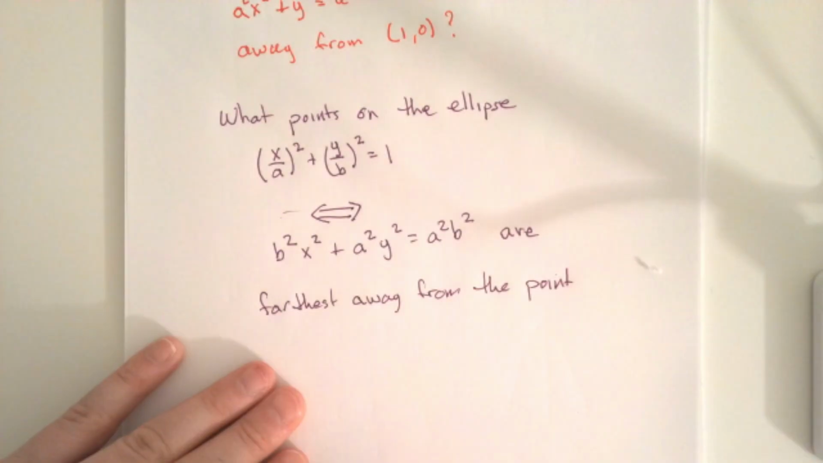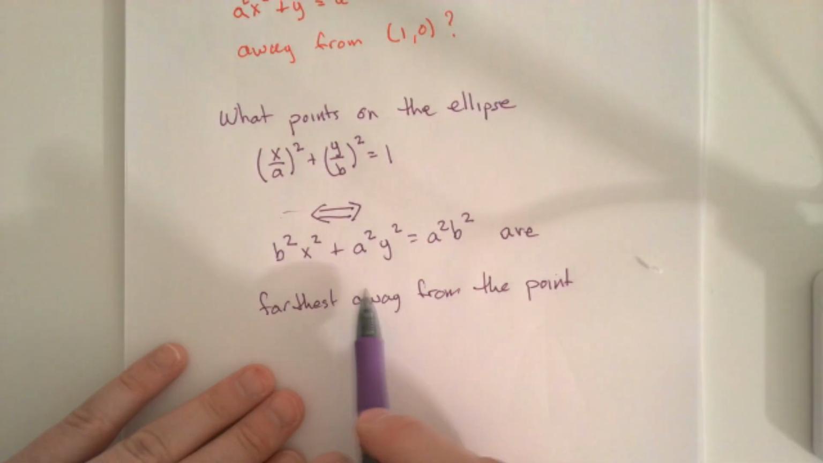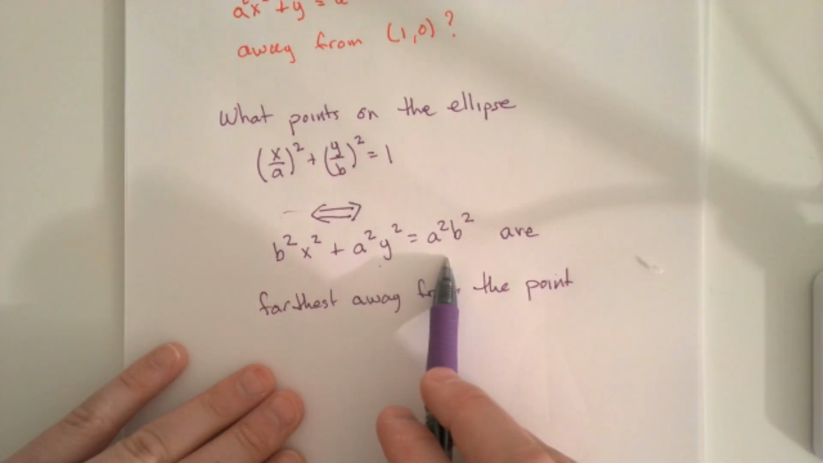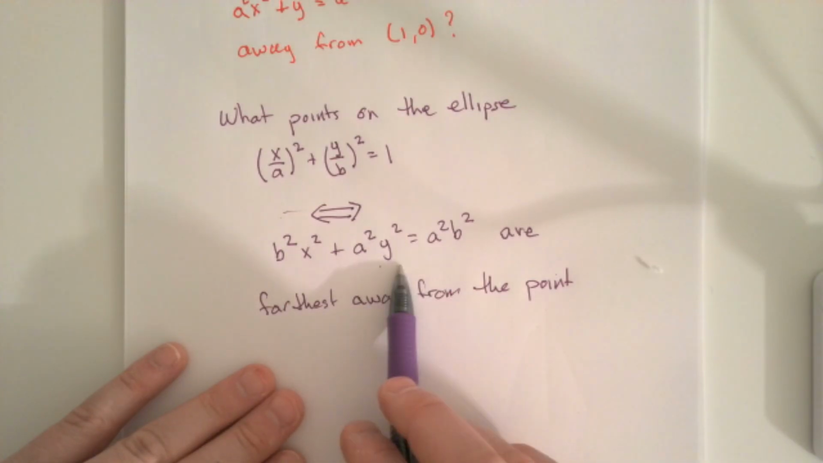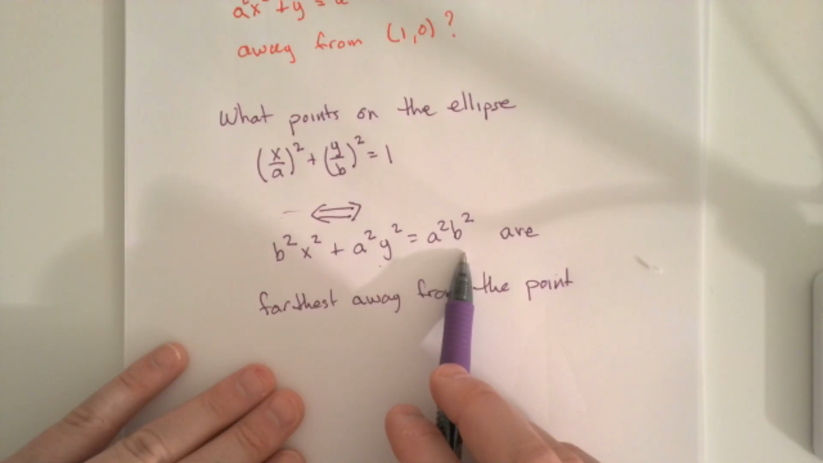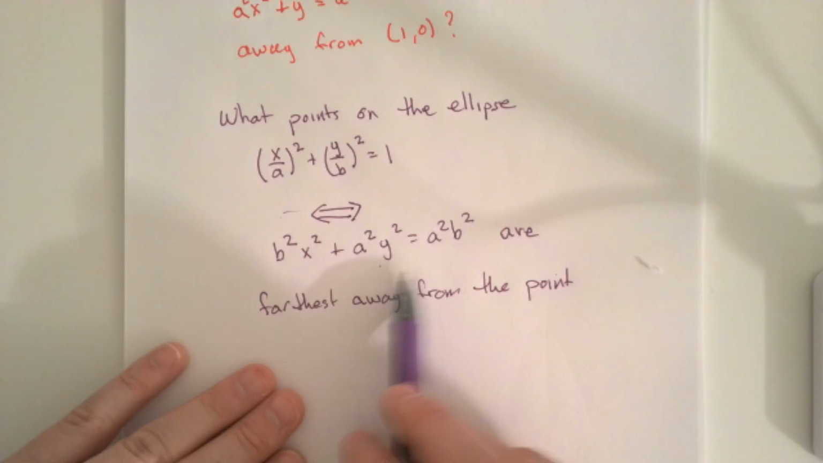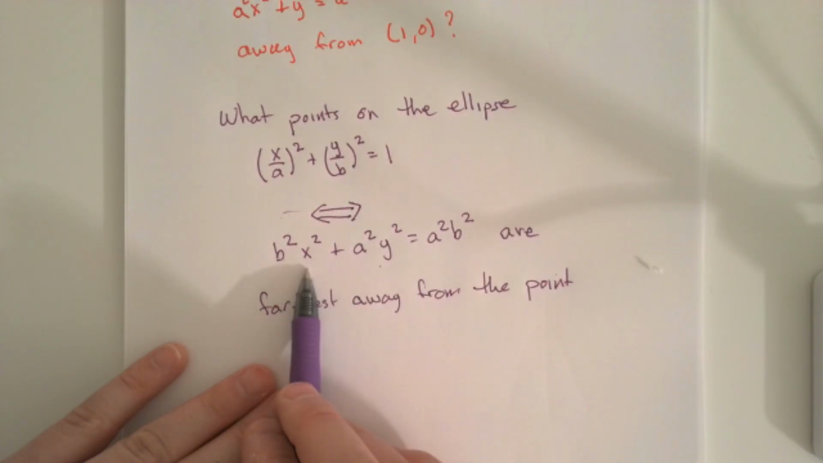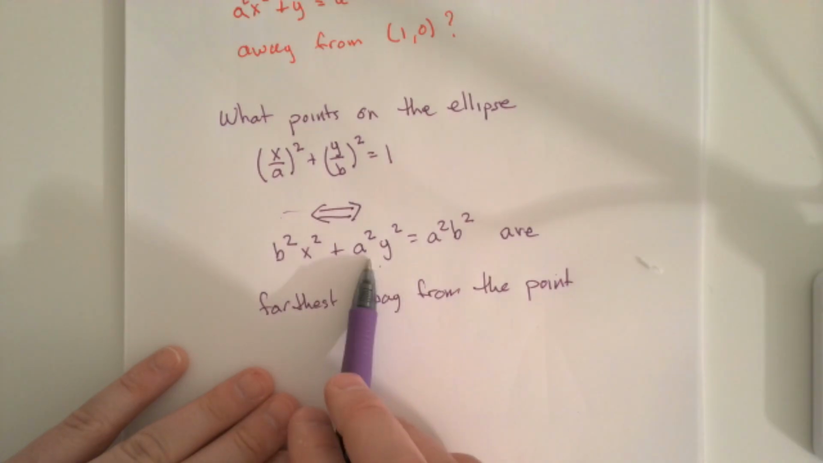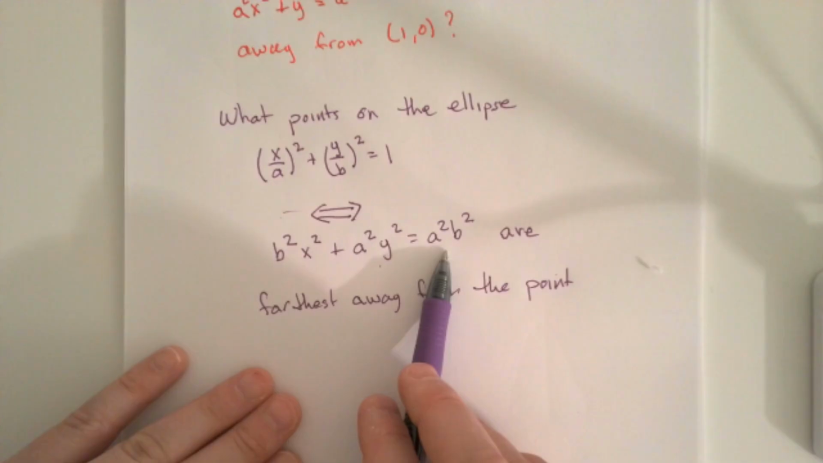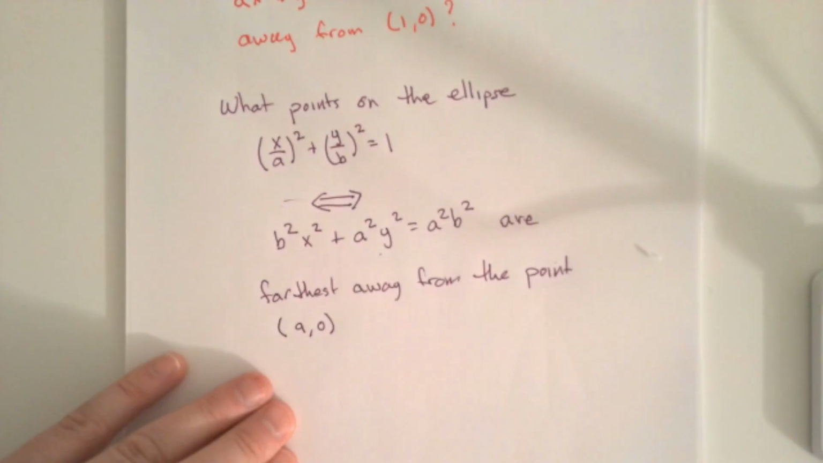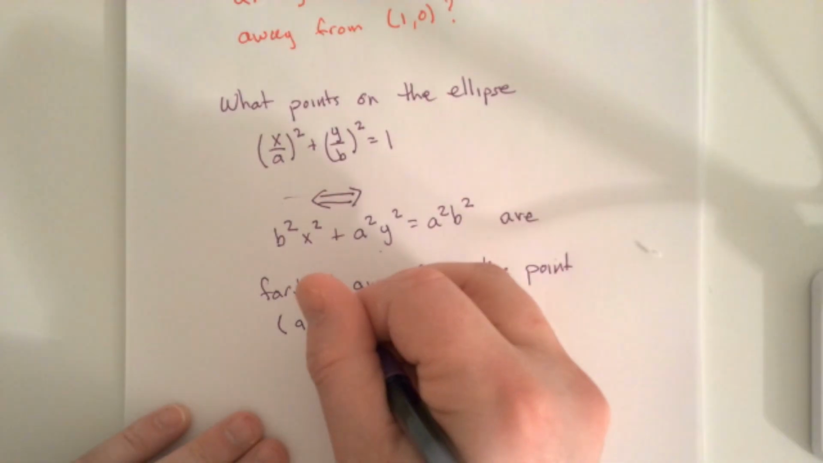Well, what's the generalization here? We're talking about when x is 0. So when x is 0, we get a squared y squared is equal to a squared b squared. The a squareds will cancel. We get y squared is equal to b squared. And so we get y is equal to b. So that would be the top points. And when y is 0, the a's, or the b's, would cancel, and we'd get x is plus or minus a. So to make this exactly the same, this should be furthest away from the point a, 0.